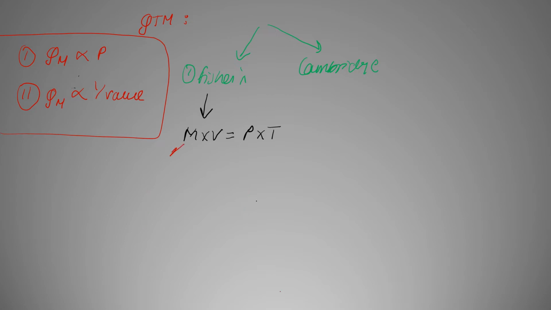The M that you see is money, or say currency, V is velocity, P is price level, and T is transactions. Now money, you can think of this 10 rupees note. Velocity is basically the number of times this note has changed hands from one person to another person.